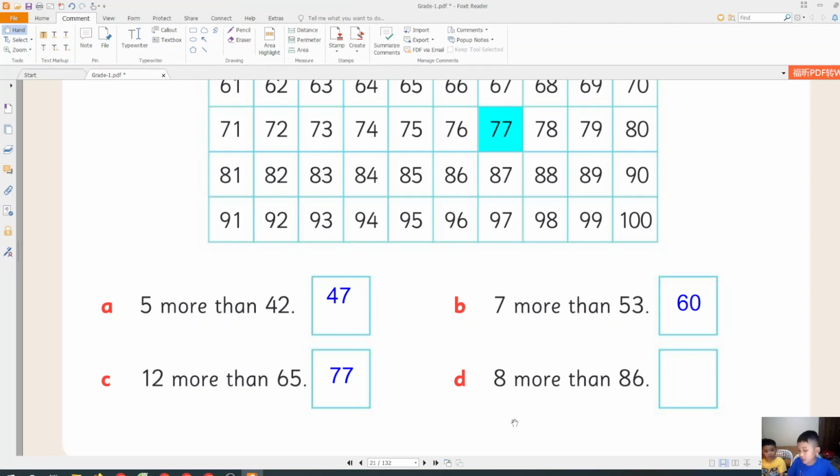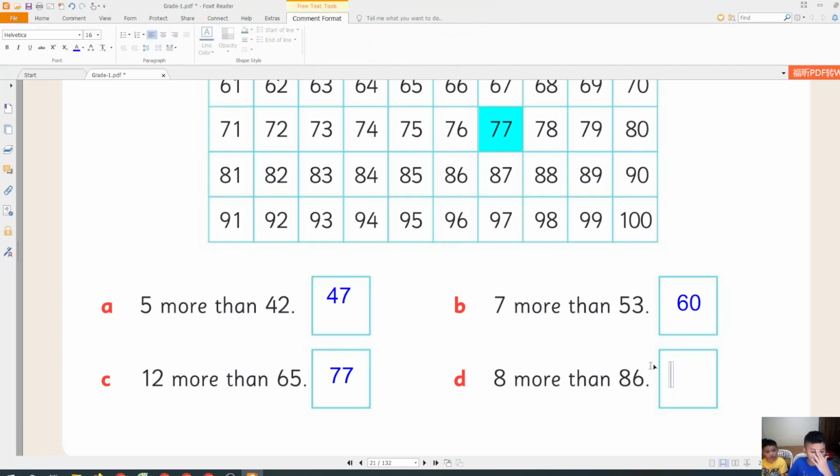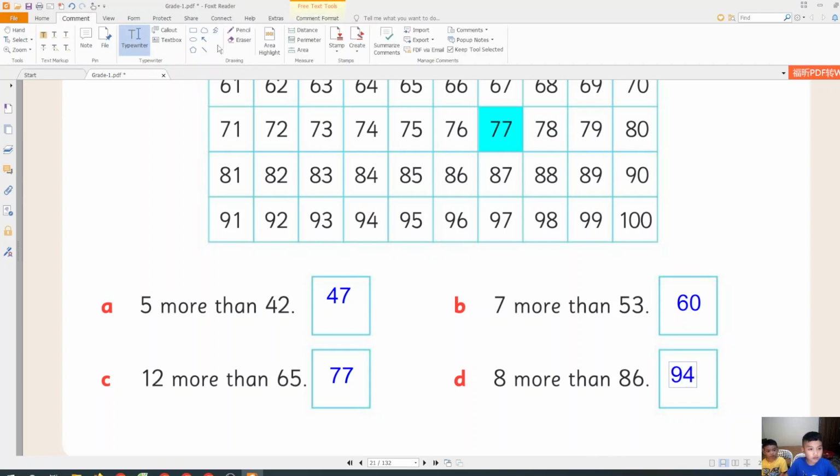What number is 8 more than 86? 94. Yes, it's 94. Where is 94? Between what? Between 93 and 95. Yes, it's here. It's between 93 and 95.